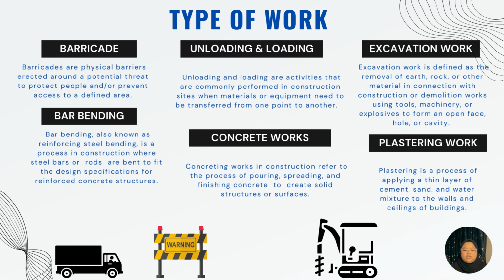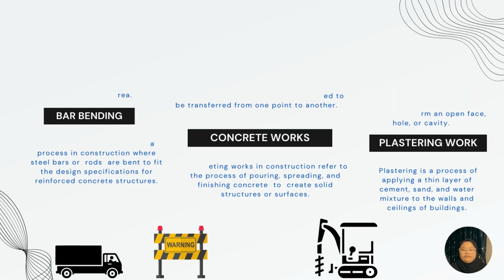The sixth is plastering work. Plastering work is the process of applying a thin layer of cement, sand, and water mixture to the wall and ceiling of a building. It is a common construction finishing technique that helps to create a smooth and even surface on walls and ceilings, which can then be painted or decorated.